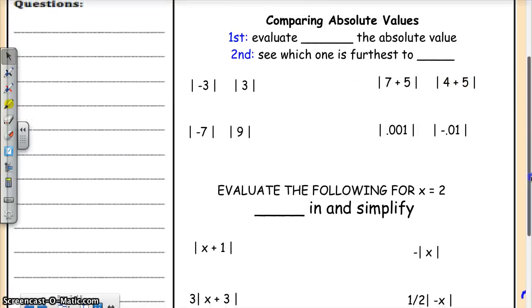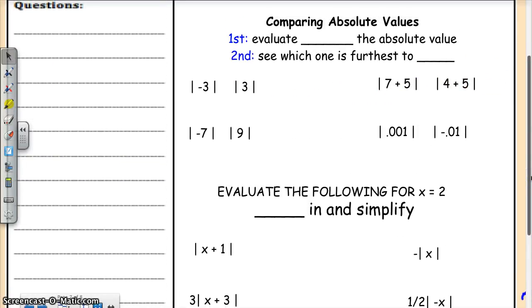Okay, the next concept with absolute value is comparing. What we want to do when we compare is first evaluate each of the absolute values. So evaluate both the absolute values, each of the absolute values. And then I see which one is furthest from 0, or to the left.